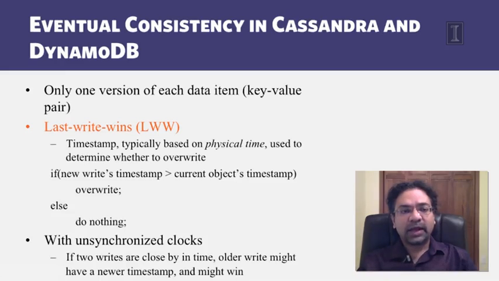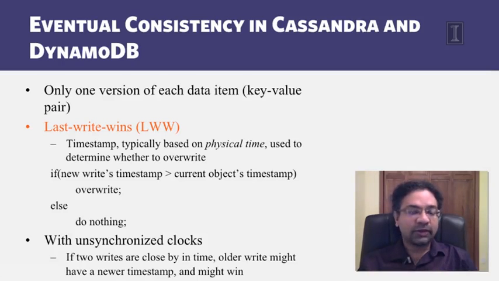So in Cassandra and DynamoDB, there is only one version of each data item, each key value pair. That's what we would call an object. And you have a last write wins or last writer wins policy, which is LWW. Essentially, the timestamp, typically based on physical time, is used to determine whether to overwrite the older value. If the new write's timestamp is higher than the current object's timestamp, you overwrite. Otherwise, you do nothing and you ignore that write.